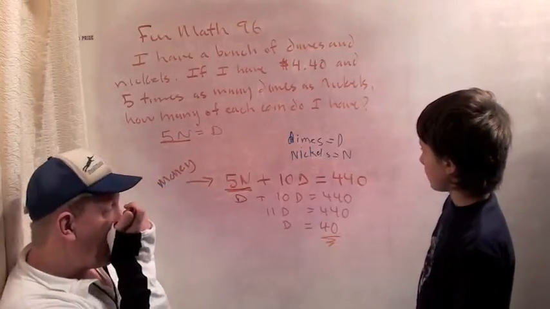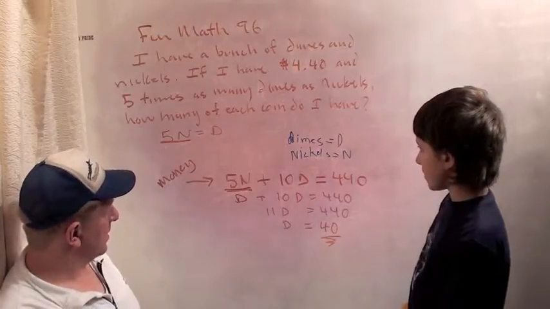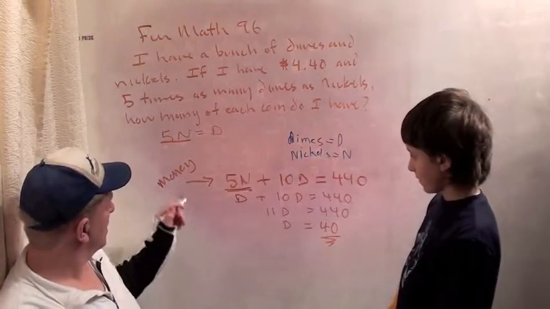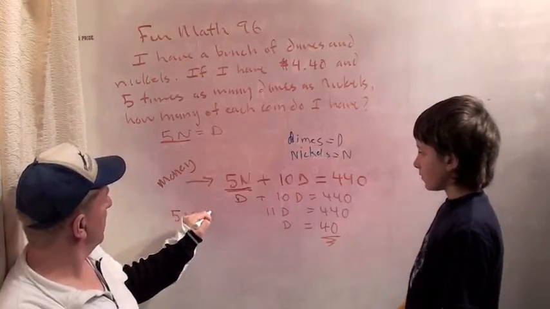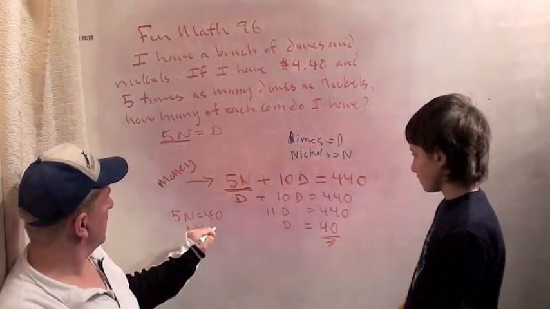I have 40 dimes. That means you have 8 nickels. 5N equals 40. N equals 8.